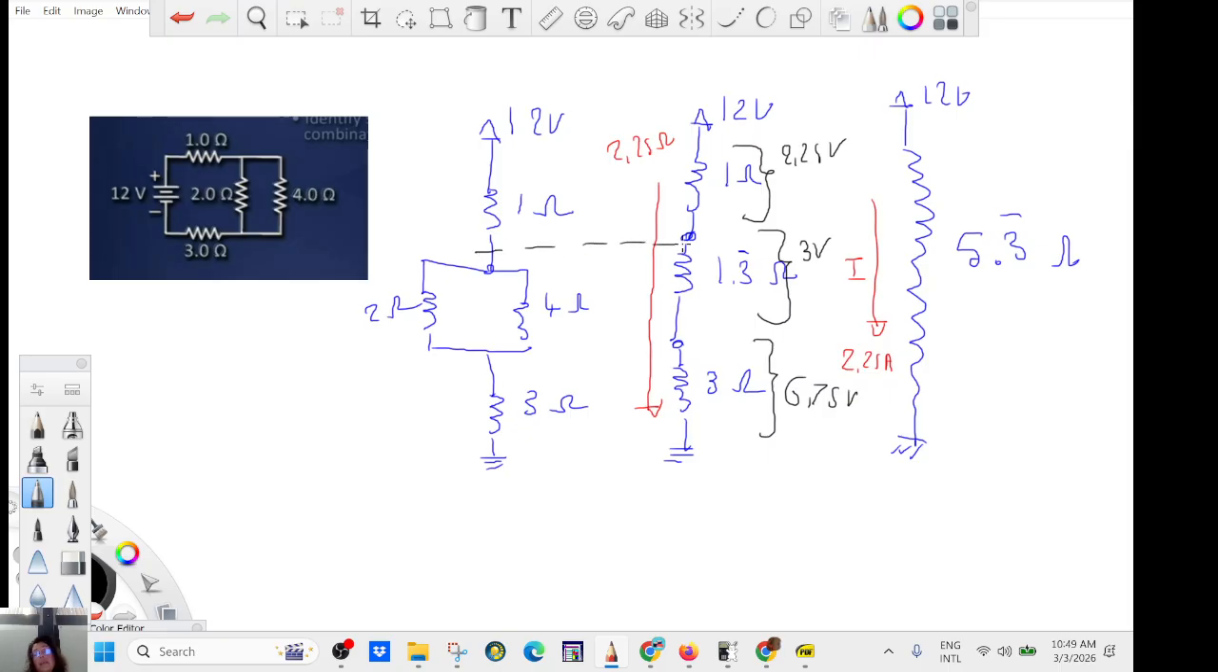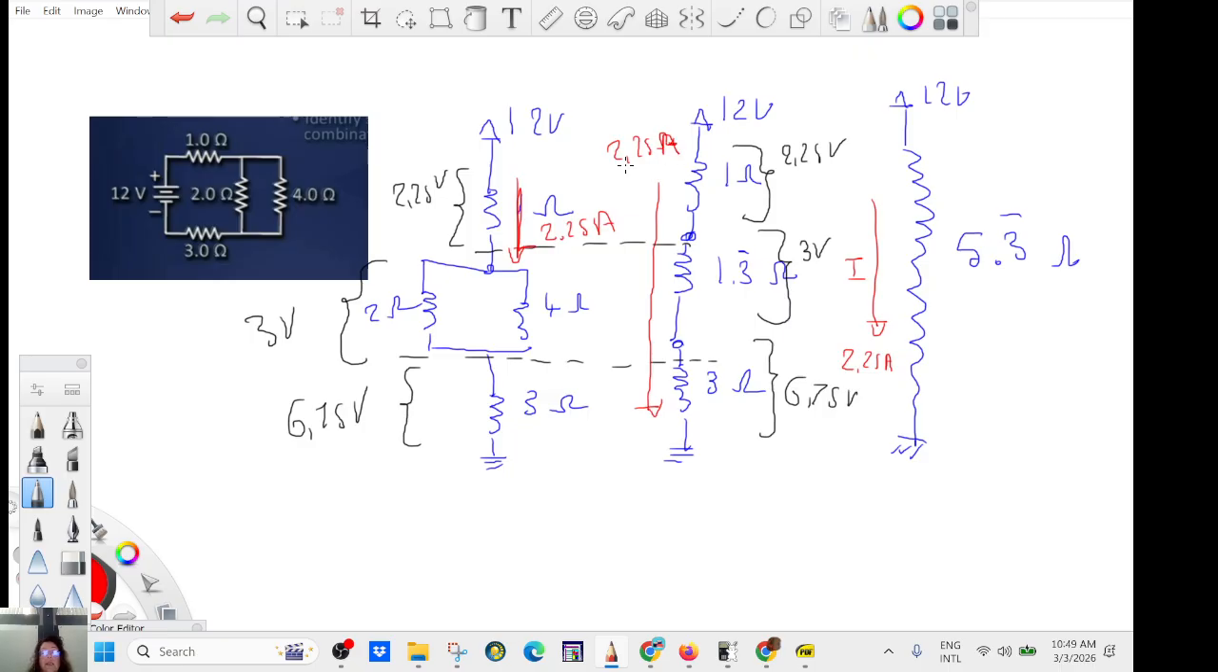So remember, it's like altitude. These have the same altitude. So that's going to be 2.25. Here, that's going to be 3 volt. And that's going to be 6.75 volt. For the current, here you're going to have 2.25 amps. That's amps. So here you're going to have I1, I2, and here you have 2.25 amps.